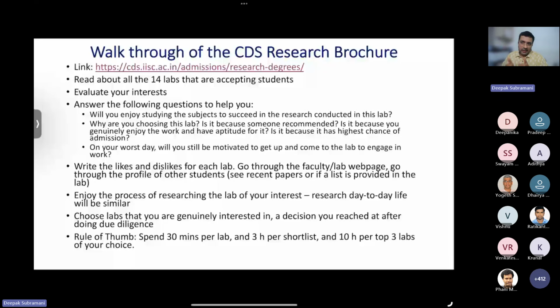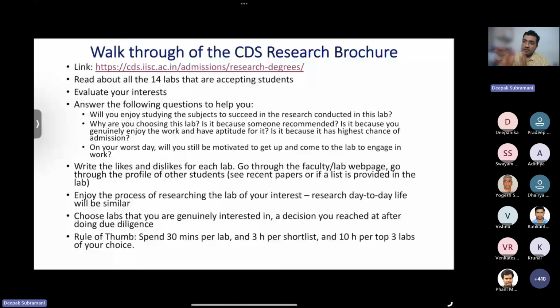Okay. While doing this reading, you must answer the question: will you actually enjoy studying the subjects to succeed in the research conducted in this lab? See, there's a big mismatch between your ambition and your aptitude, right? Ambition must meet aptitude, and that is where the mismatches happen. That is where the rubber hits the road, as they say. So you must match that, and you must answer, why are you choosing this lab, right?